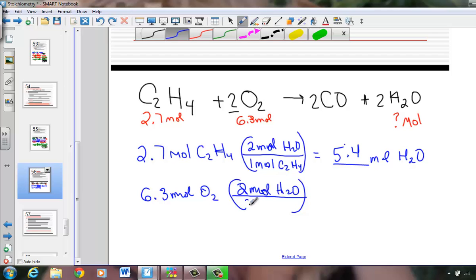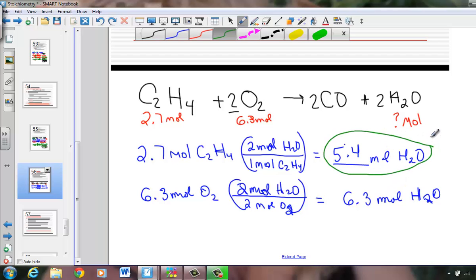For every 2 moles of oxygen consumed, reactants get used, products get made, so oxygen is indeed being consumed. And 2 over 2 times 6.3 is 6.3. What is our maximum amount of water we could possibly make with those ratios? Well, of course, we're looking for the smaller of our two answers. Comparing these two, 5.4 is the smaller number, so the maximum yield is 5.4 moles of water.